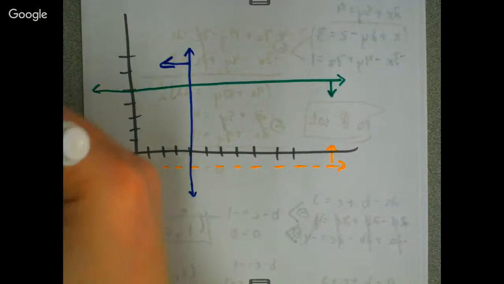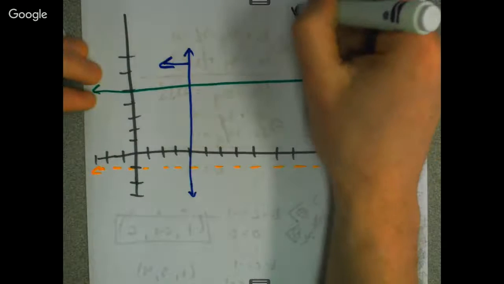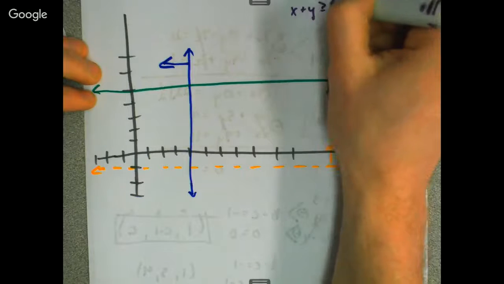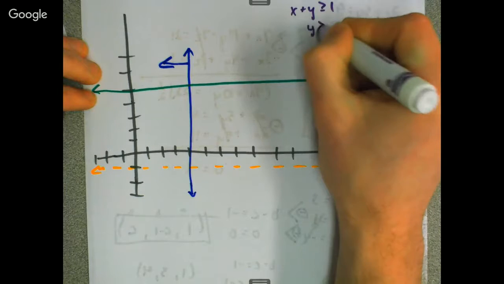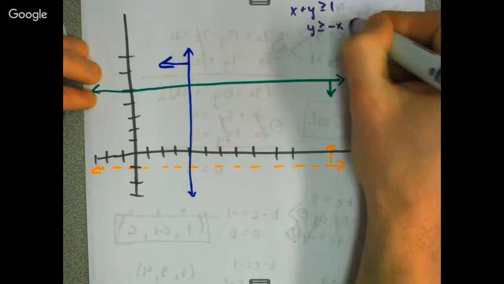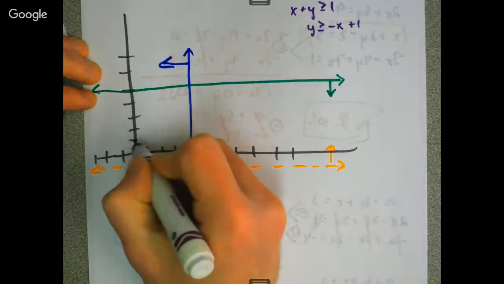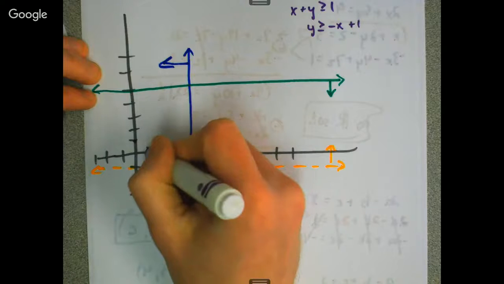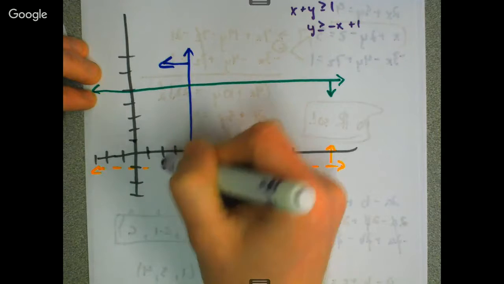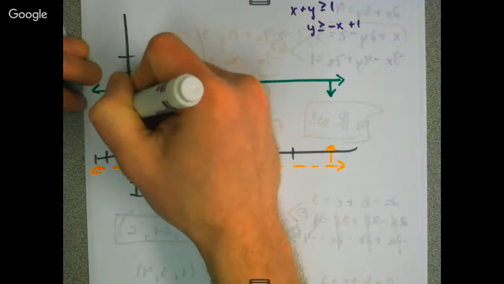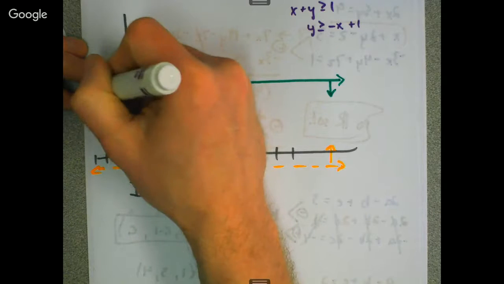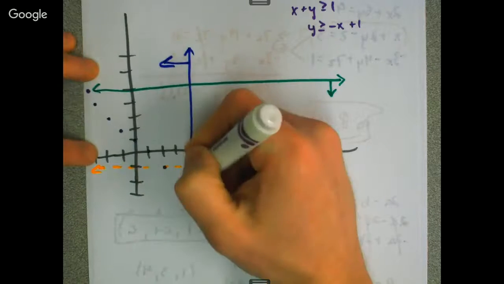We have two more equations. We'll look at x plus y greater than or equal to 1. So y is greater than or equal to negative x plus 1. So it's a solid line, so we'll go to plus 1, and it's got a negative slope. So down 1, right 1, down 1, right 1, up 1, left 1. And I like to go all the way until I'm touching some other lines.